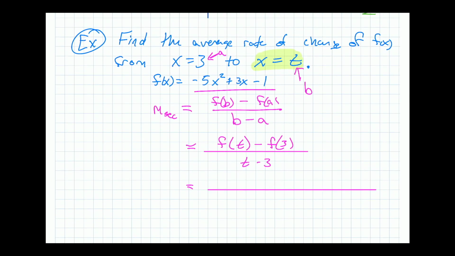So f of t is plugging the t into the formula for f. So f of t is negative 5t squared plus 3t minus 1, minus f of 3. F of 3 is plugging 3 into the formula. So negative 5 times 3 squared plus 3 times 3 minus 1. And then that's all over t minus 3.